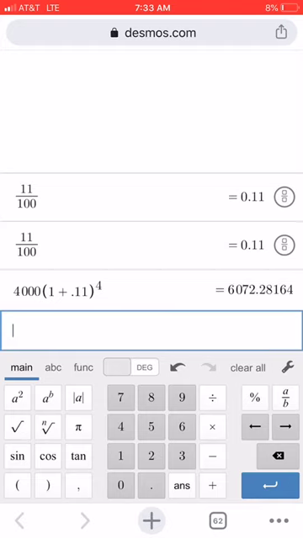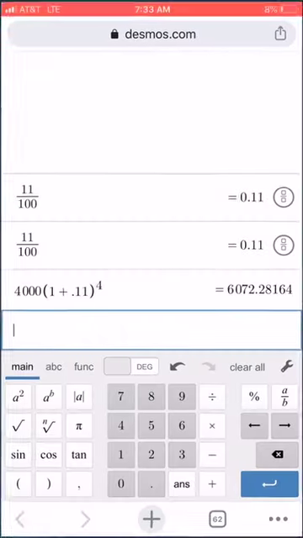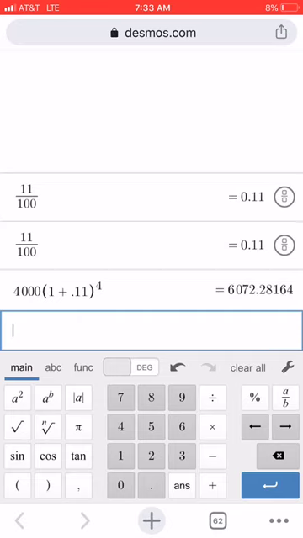And it gives us our final answer, $6,072, and it has all these numbers after the point. We're just going to round to the first two, because we're talking about money, 0.28, which comes out to $6,072.28.